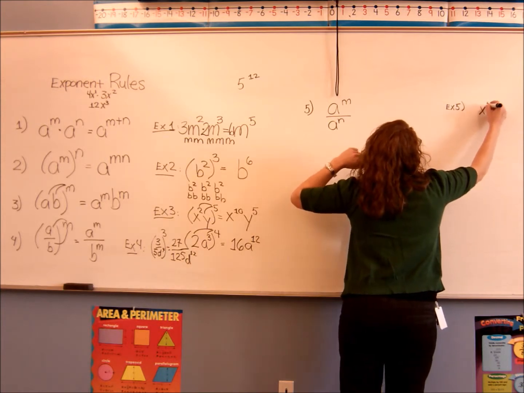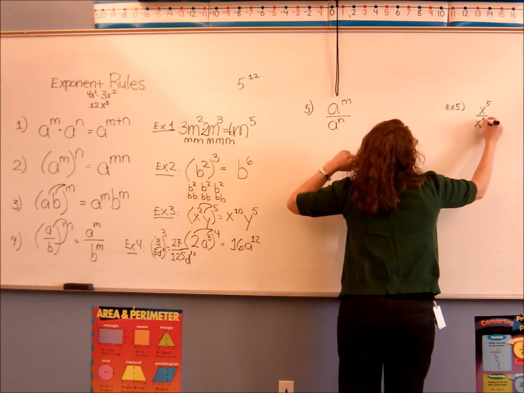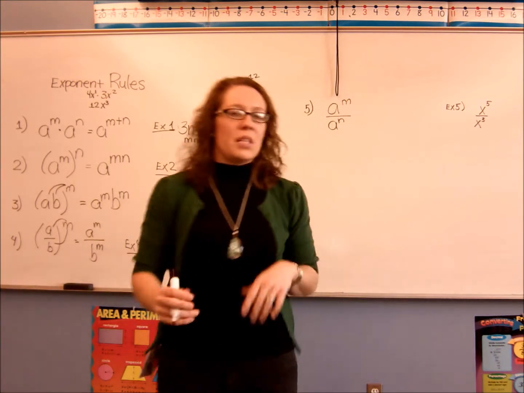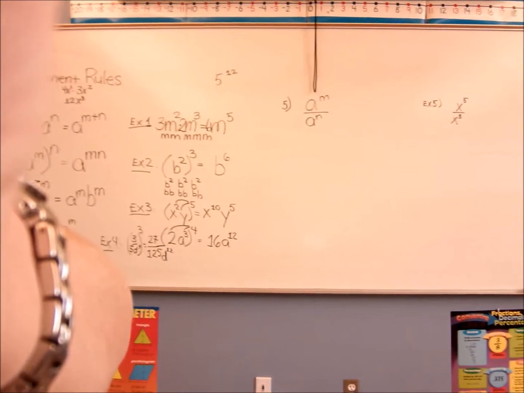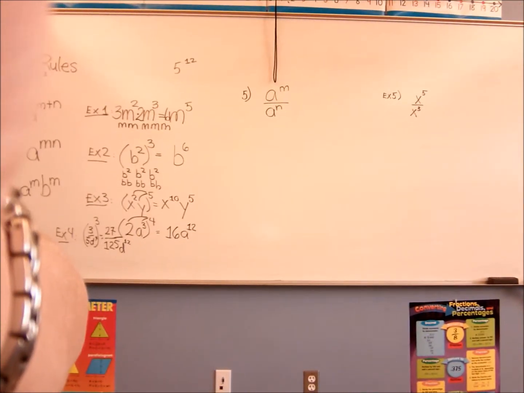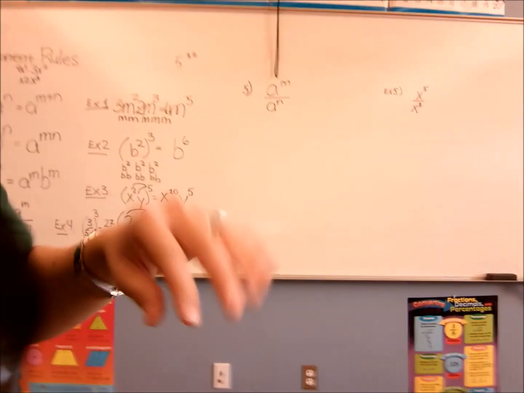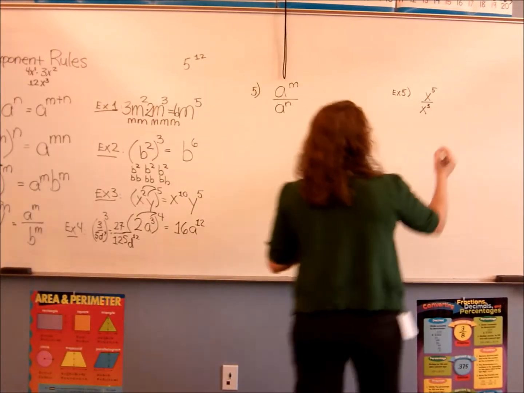x to the 5th over x to the 3rd. What would we do in that circumstance? It would be x to the 5/3. Maybe we should write it out. That this is how many x's up top?